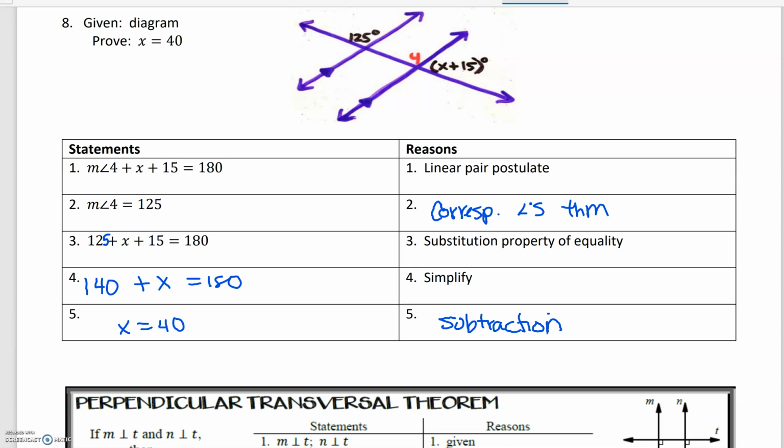All right, so these are corresponding, so that's why they are equal. Had a little typo there on number 3. It should be 125, not 12. So 125 plus 15 gives me 140. We're just simplifying. Then we're going to subtract the 140 to get our x equals 40 on that one.